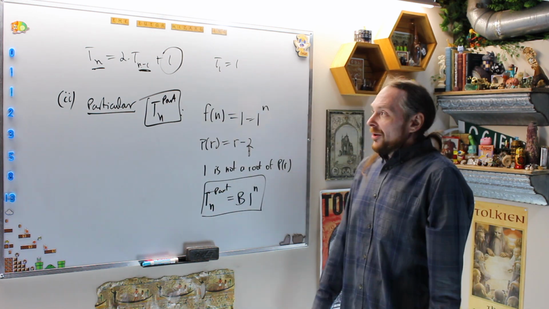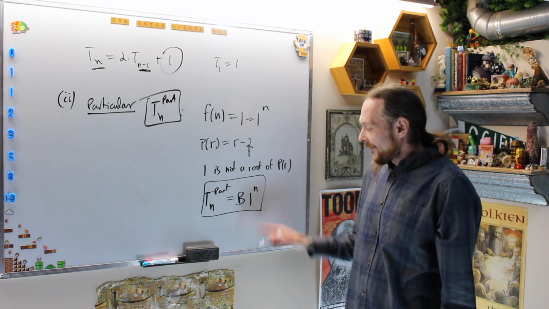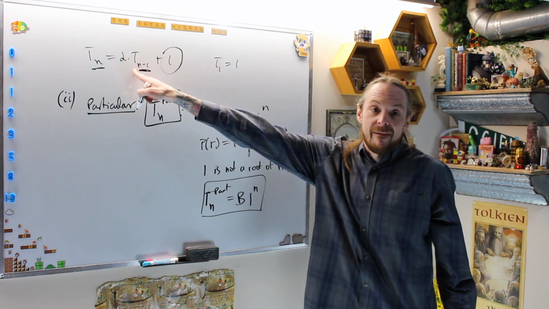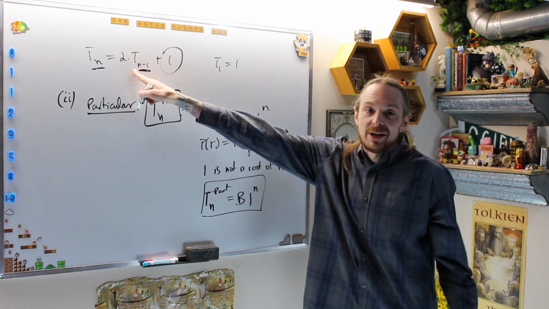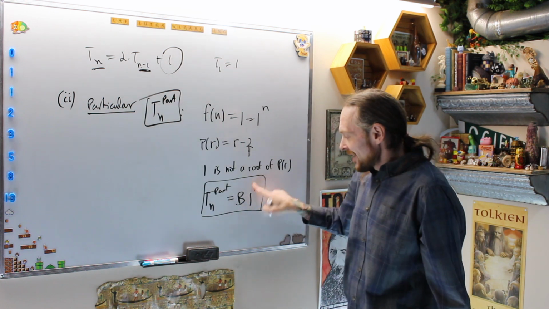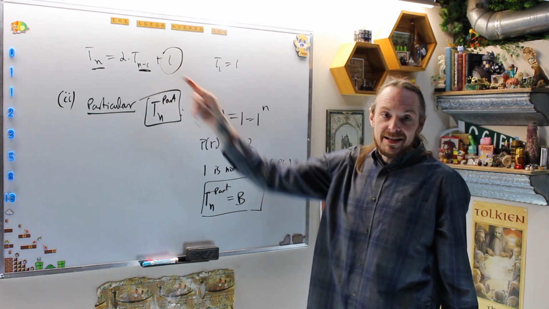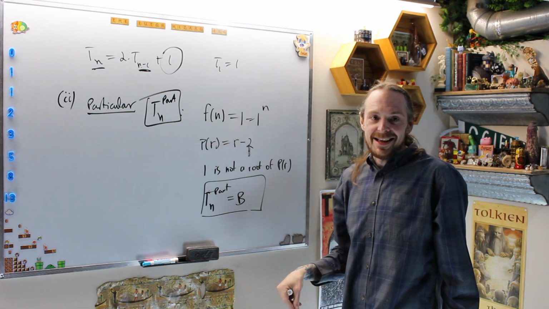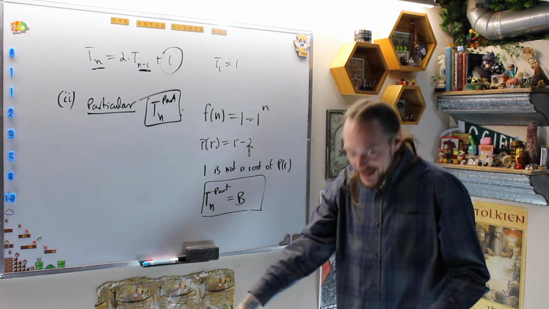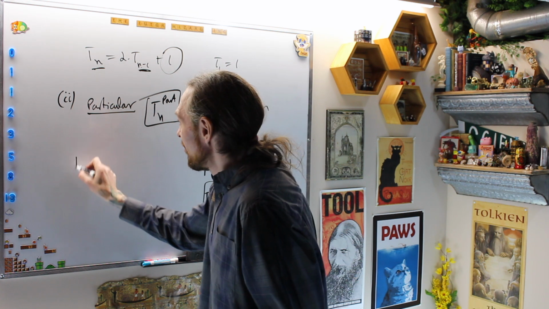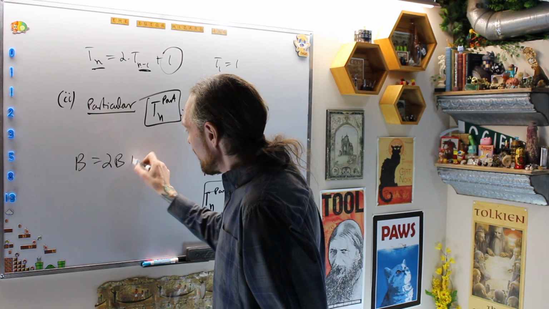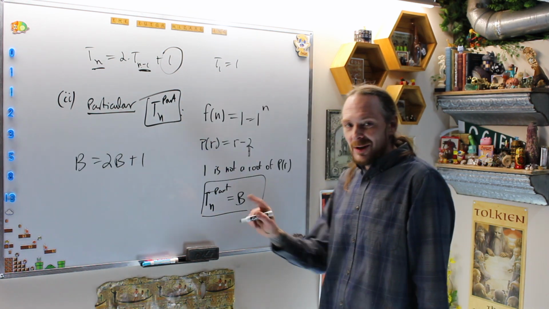What does that mean now, though? I have to put this into the non-homogeneous equation, and what does that give me? But b is just a number. So what's T to the n minus 1? Also b. What's T to the n to the 2017? Also b. It's constant. So this says b equals 2b plus 1. One equation, one unknown. Solve that in linear algebra.